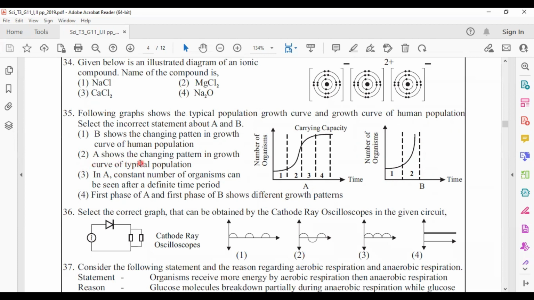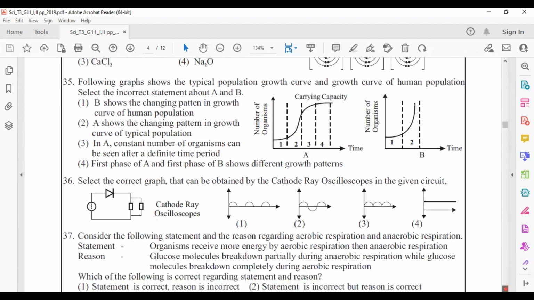A shows the changing pattern in the growth curve of the typical population. It is correct. In A, a constant number of organisms can be seen after a definite time period. Correct, because the number of organisms has finally come to the carrying capacity. That means there's a constant number of organisms now.